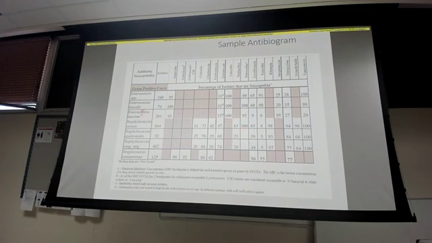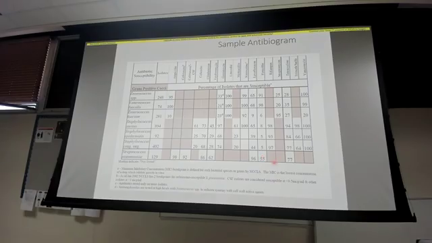So bug and then your drug. If I were to ask you about strep pneumo, what would you say is the best drug to use for strep pneumo? Right? My ceftriaxone, because I have a 98% susceptibility. So it is very likely to be killed if I use my ceftriaxone. All right? Typically, and it depends on where you are.